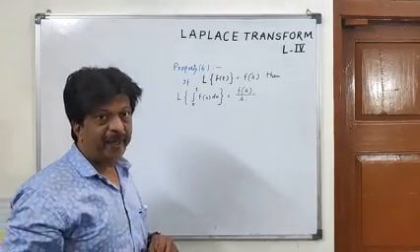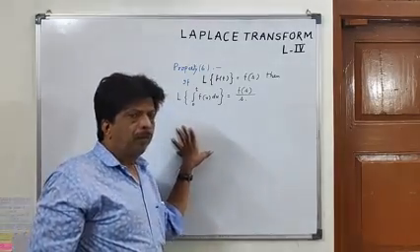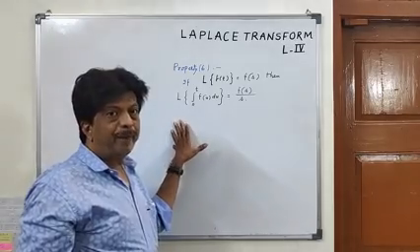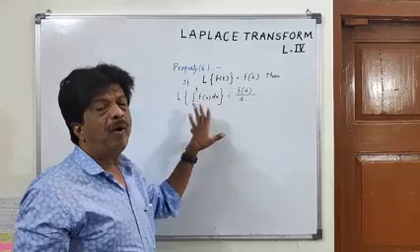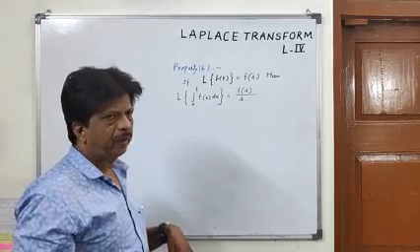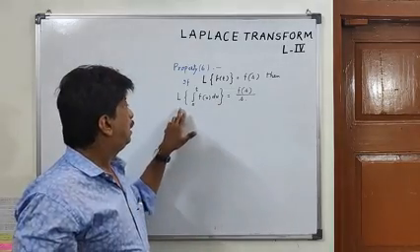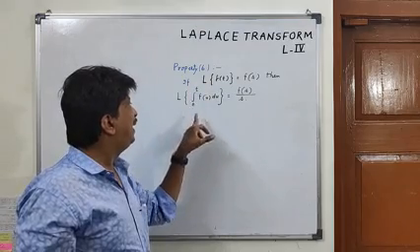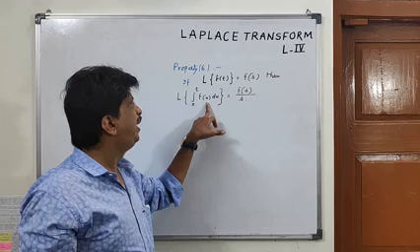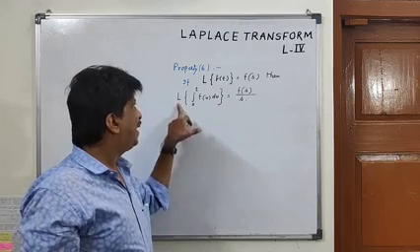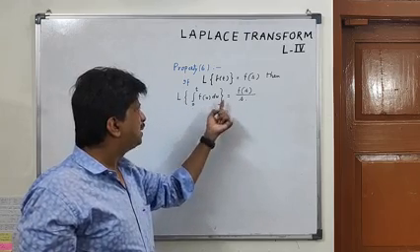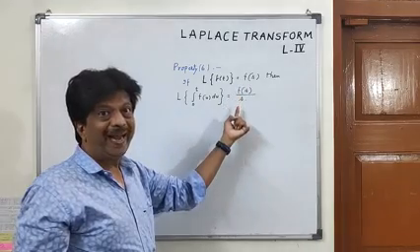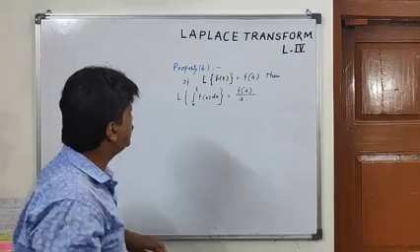This is the property of Laplace transform of the integrals. This is integral 0 to t f of u du. Laplace transform of this integral is nothing but F of s by s. Shall prove this.